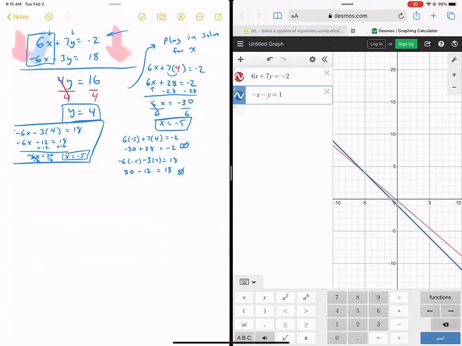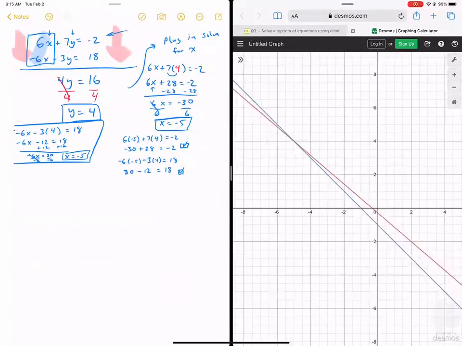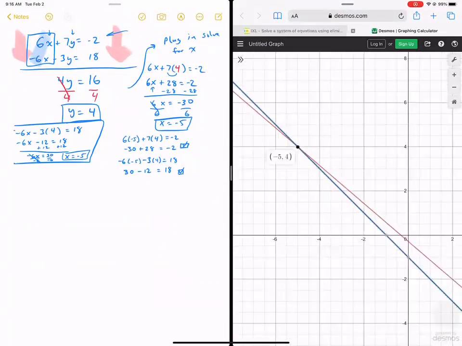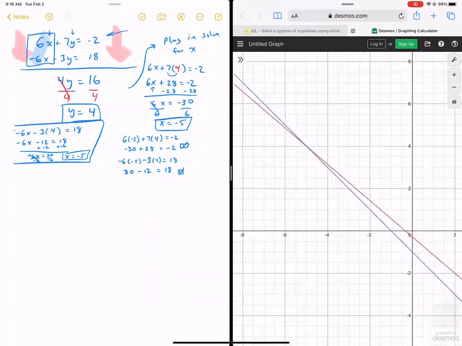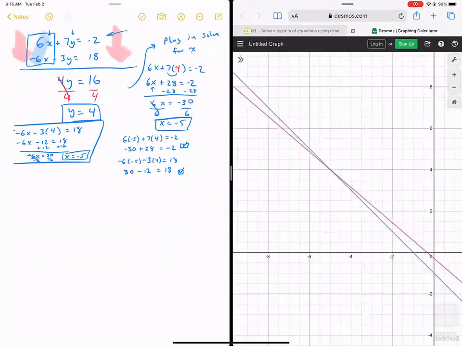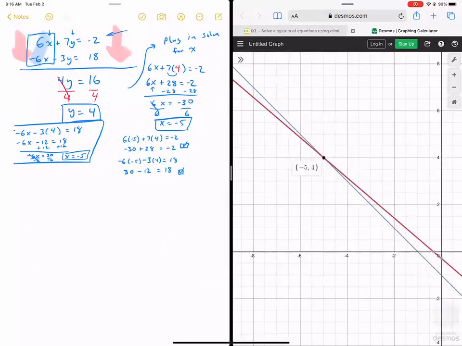So if you take a look here, if I had to graph this by hand, it would take me a lot of work. But everyone can see here that they do meet. This is the only point where they share in common, right? And that point is when x is negative 5 and y is 4. And this is exactly what we got. Now, how do they want you to write this answer in the end? The answer is written as a point. The point is negative 5, 4, because that's the x value first, then the y value. So it goes x, y. We always go x, y.